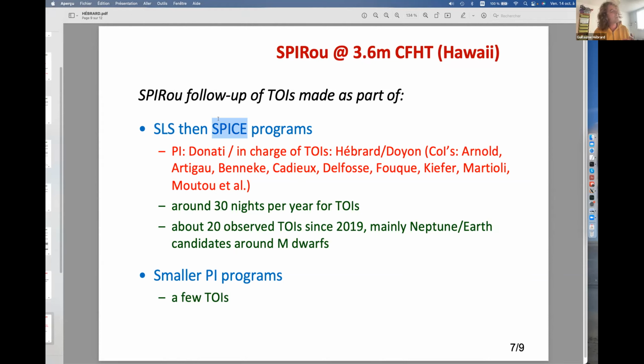The SPIRou Legacy Survey is over, and we just started the new one, the SPICE program. Jean-François Donati is the PI of that program. Myself and René Doyon are the leaders for the TOI follow-up, with some collaborators. We have about 39 nights per year for the TOIs with SPIRou. We have observed 20 of them since the beginning of that program. There are also smaller PI programs observing a few TOIs.